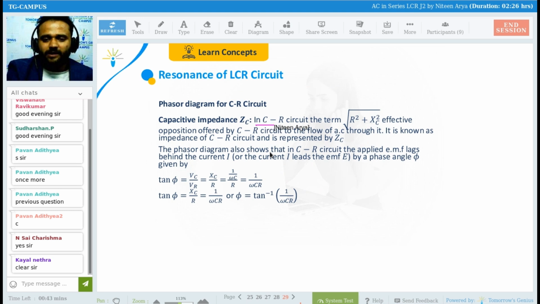So capacitive impedance in RC circuit terminology is the effective square root of R square plus X square. The opposition offered by the RC circuit to the flow of AC through it is known as the impedance. The phasor diagram shows that in the RC circuit the applied EMF lags behind the current; I leads the EMF E by a phase angle phi given by tan phi equals VC by VR, which is XC upon R, that is 1 upon omega CR, and that is how you can find phi. So what is phi here?